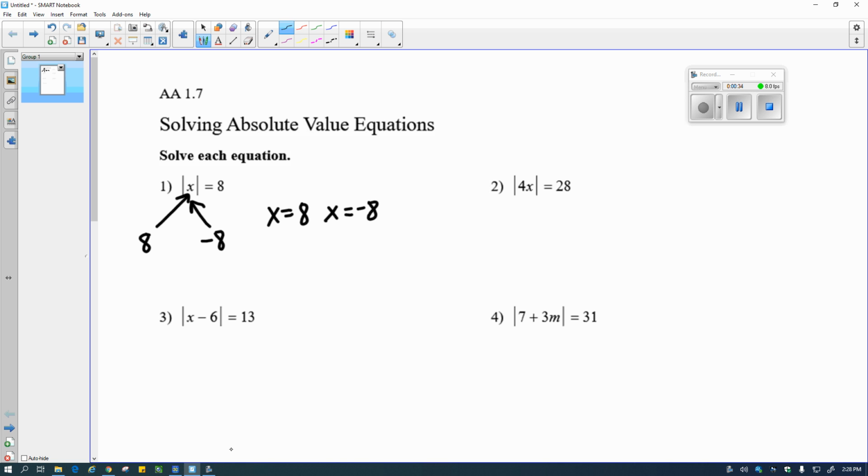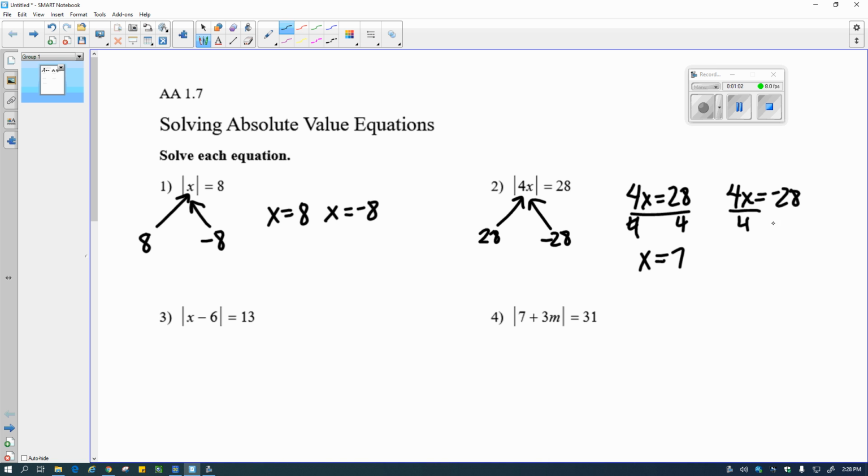Well, things change a little bit when we start doing stuff to the inside of that. So now my 4x could be positive 28 or my 4x could be negative 28. What that does is that sets me up with two separate equations. 4x could equal positive 28 and 4x could equal negative 28. So when I divide both sides by 4, I get x equals 7. Divide by 4, I get x equals negative 7.